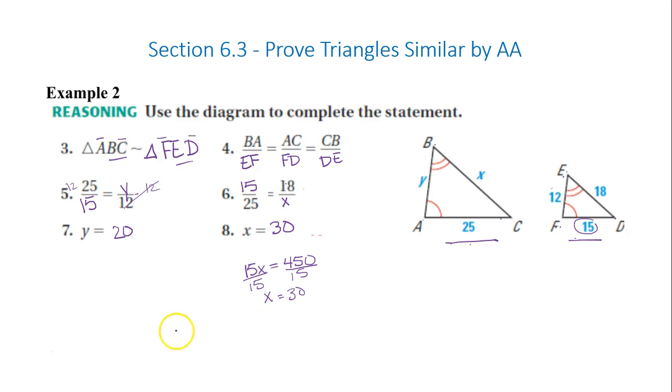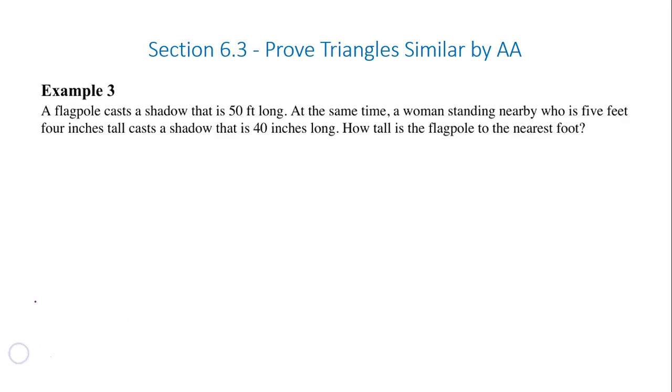Okay, so that is somewhat of what you would see in your homework. And now we have an example that is an application to what we are learning about. In example 3, it says a flagpole casts a shadow that is 50 feet long. At the same time, a woman standing nearby who is 5 feet 4 inches tall casts a shadow that is 40 inches long. How tall is the flagpole to the nearest foot?